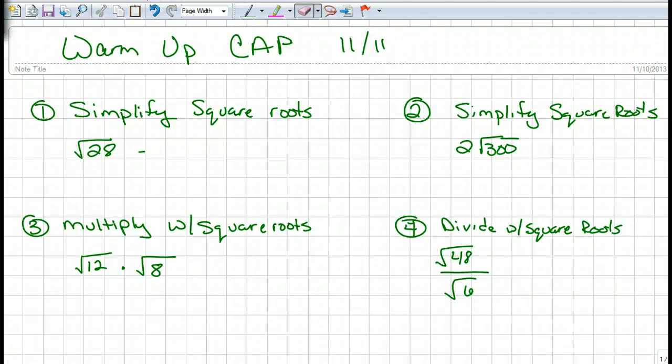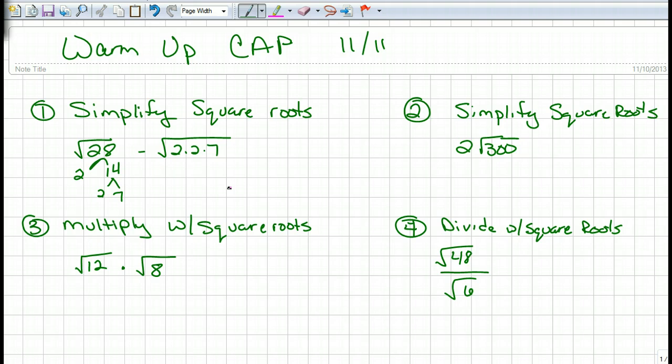Right, so the warm-up for today. First of all, to simplify the square root of 28, we need to break it down into its primes. So, a prime factorization tree, okay? What goes into 28? 2 and 14. What goes into 14? 2 and 7. So I can rewrite this as 2 times 2 times 7.